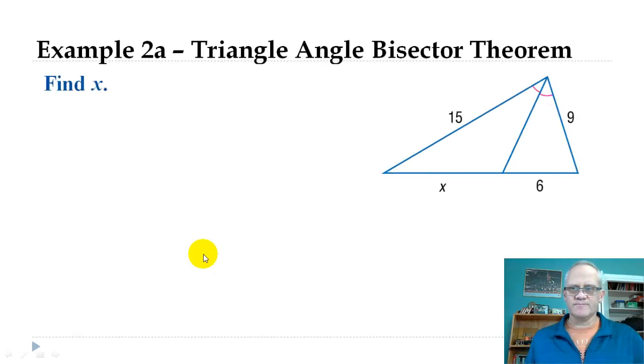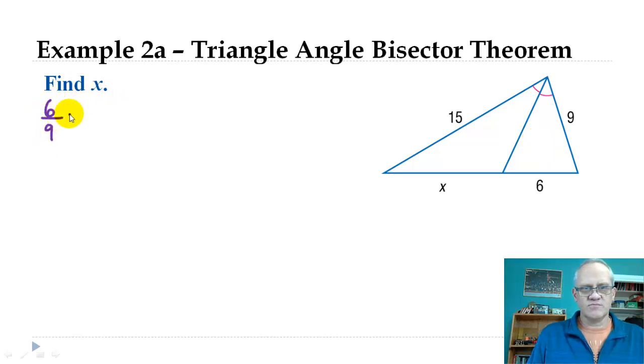So let's take a look at something with that. So here we have one triangle. It's an angle bisector because you notice the two marks here. And so again, the way that I tend to think of it first, to me that's just easier. I like to think of 6 over 9 would equal x over 15.